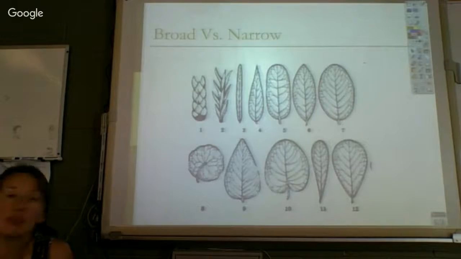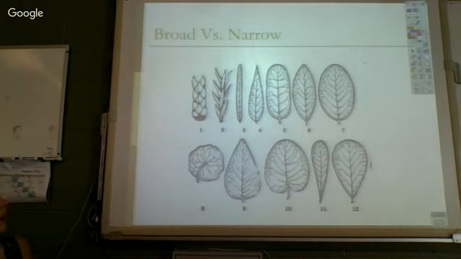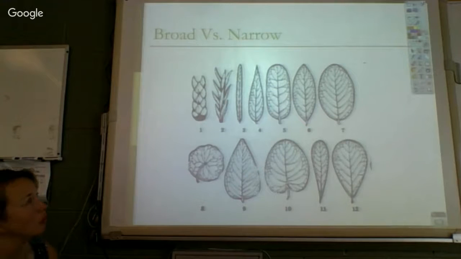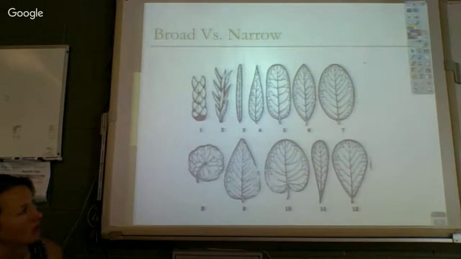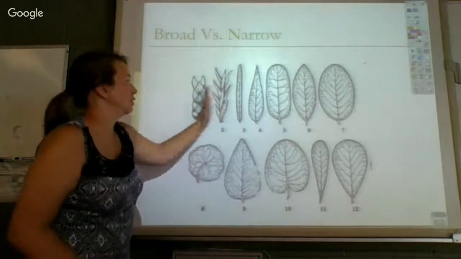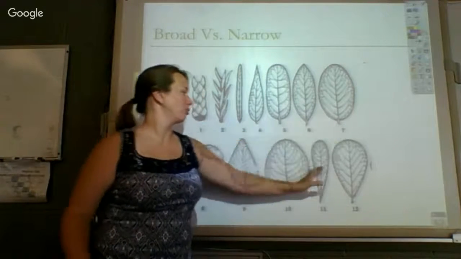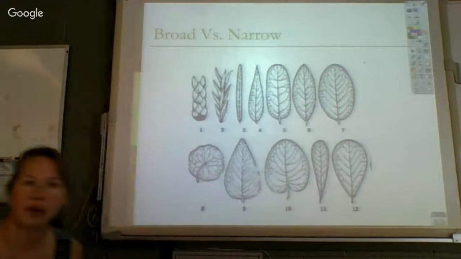If you look at this picture, my question to you is, where would you split what is a narrow leaf versus what is a broadleaf? Between what two numbers do you think we split it? If you pick between 3 and 4, you're correct. So right here, these are narrow leaves. All of these are different broad leaves that you can find.